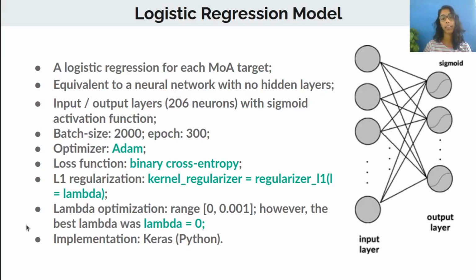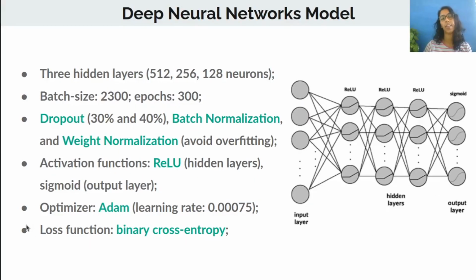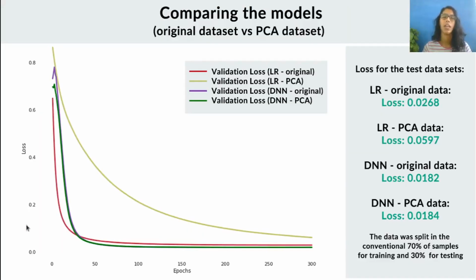We then applied logistic regression models for each MOA target, as well as deep neural network models. Those were built with 3 hidden layers, with a decreasing number of neurons, and all models went through hyperparameter optimization. The models were evaluated based on the validation loss function provided by the competition. And here we can see the top 4 models, all obtained with the original or the PCA transformed dataset.